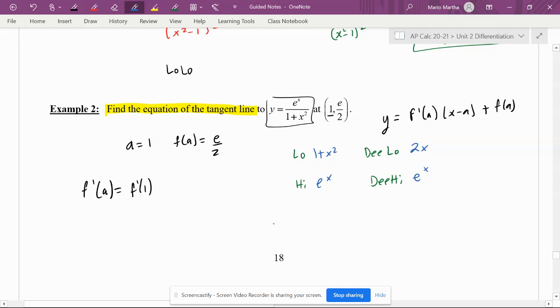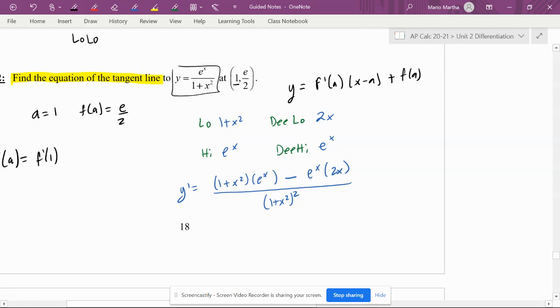So we're looking at y prime equals, low d high, so 1 plus x squared times e to the x, and then minus high d low, which would be e to the x times 2x, over 1 plus x squared, quantity squared, the low squared. And then here you can substitute the value you're looking for. This would be f prime of x, so we want to find f prime at 1.